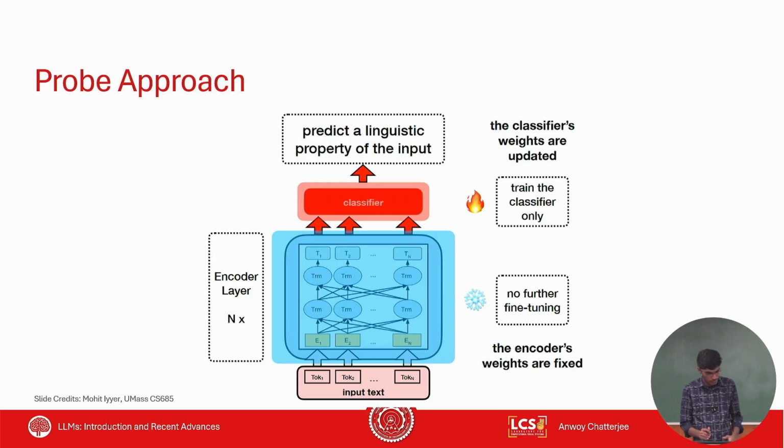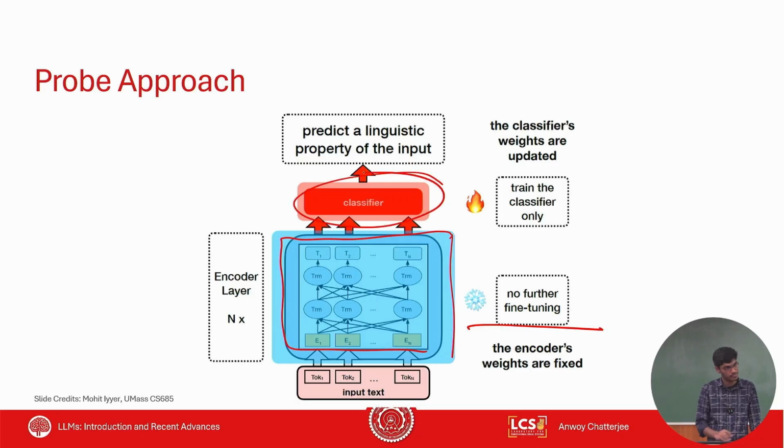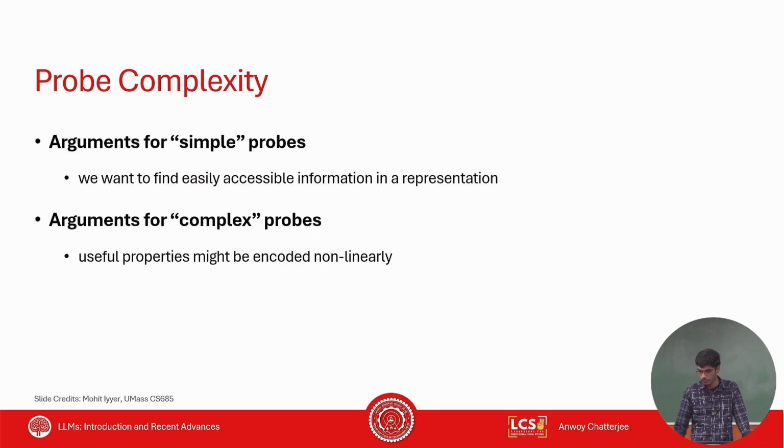So before going to that, as I discussed, the approach of probing is, for every layer you freeze the layer, so you don't fine tune or train the layers. The model is frozen. You only train the classifier to predict a linguistic property. So the question is, should we use simple probes or should we use complex probes? By simple probes, we mean say a 2-layer MLP. By complex probes, we mean say a 15-layer MLP.